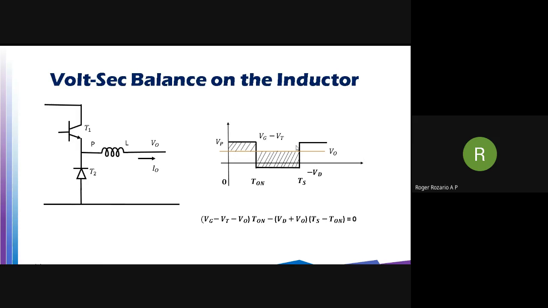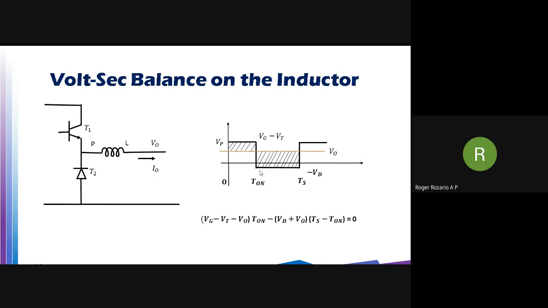So it is (Vg minus Vt minus V0) times T on minus (Vd plus V0) times (Ts minus T on) equal to 0. This is the volt-second balance in the inductor. So what is the voltage of the inductor during the period T on? Vg is the input voltage, Vt is the voltage drop across the switch T1, and V0 is the output voltage during T on.